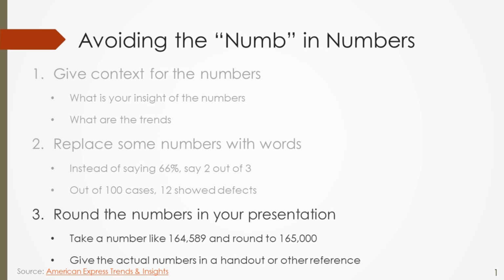Number 3 is round the numbers in your presentation, especially since it's much harder to memorize and digest large complex numbers. For example, taking the number 164,589 and rounding it to 165,000 would be much more digestible for your audience. And then how you get around not presenting the actual numbers is to give the actual numbers in a handout or another reference to the audience later.